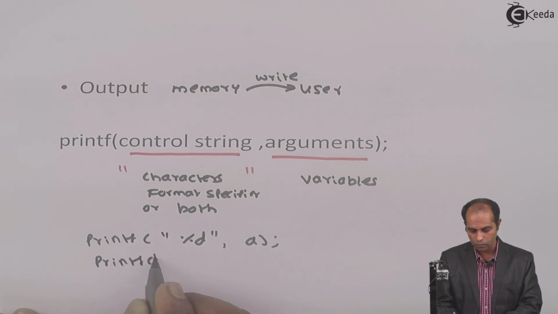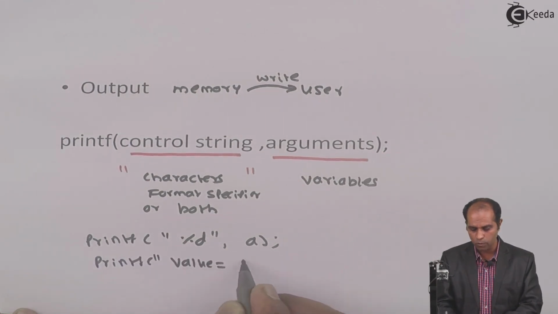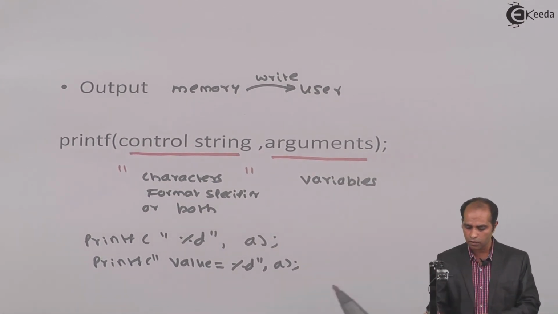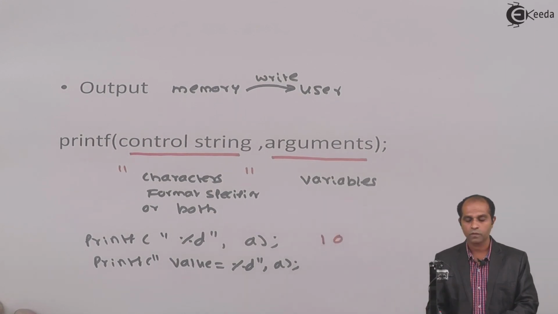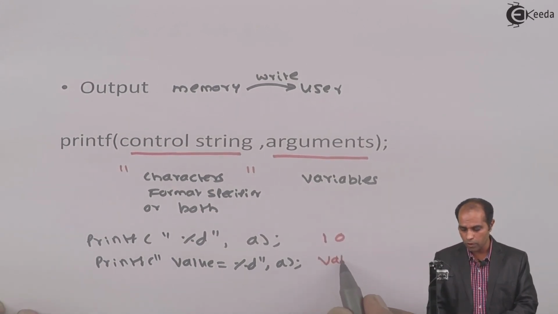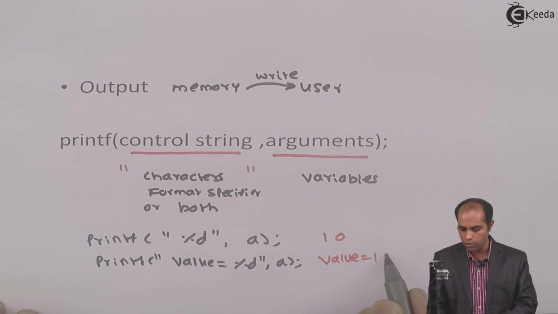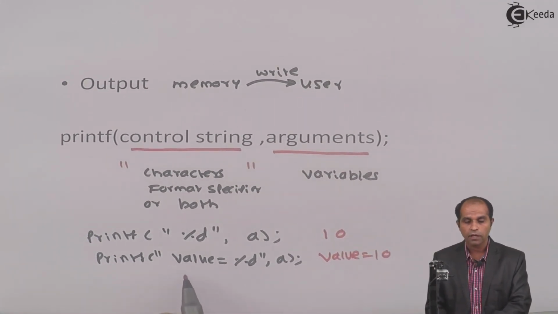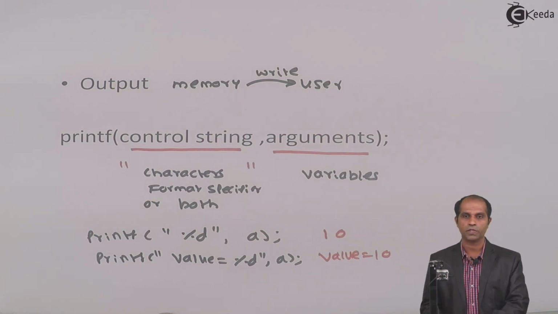Printf, value equals to %d, comma a. If a has a value as 10, the first instruction will produce output as 10. The second instruction will produce value equals to 10. So it means that the printf instruction will contain characters, will contain format specifiers.